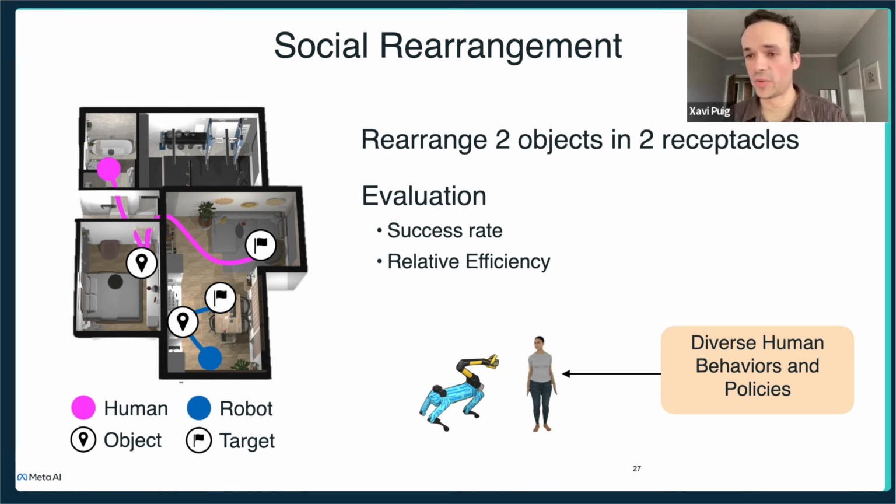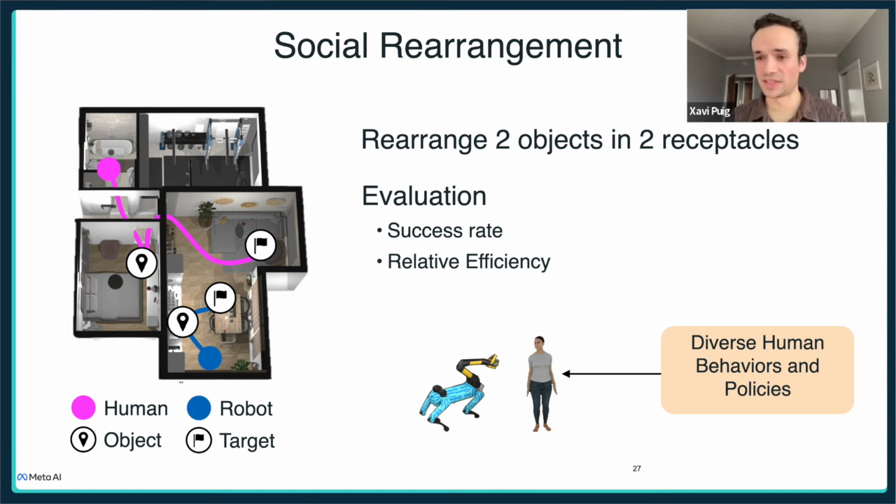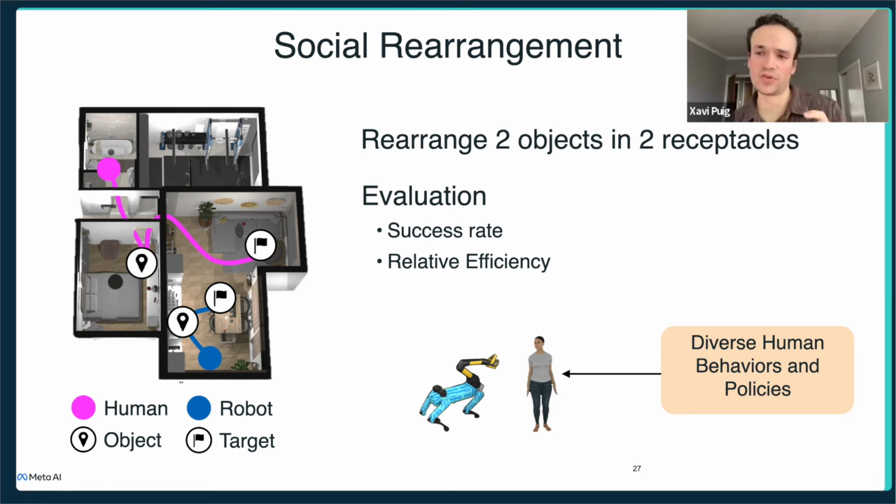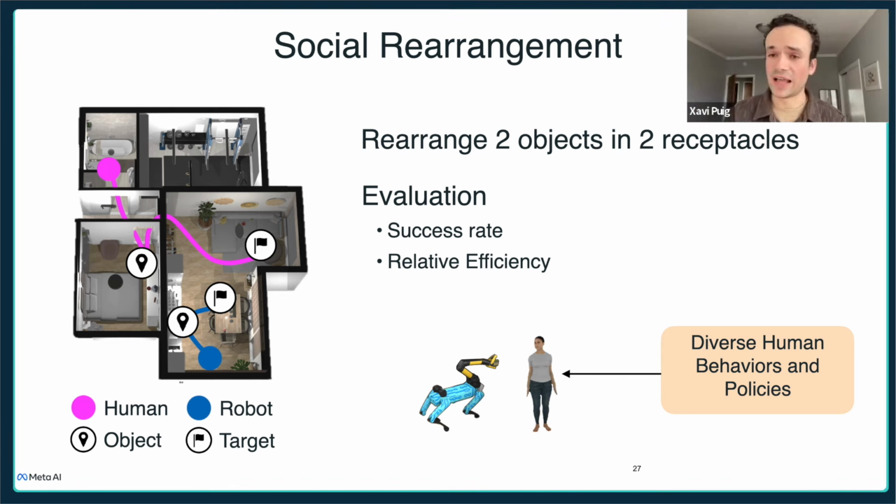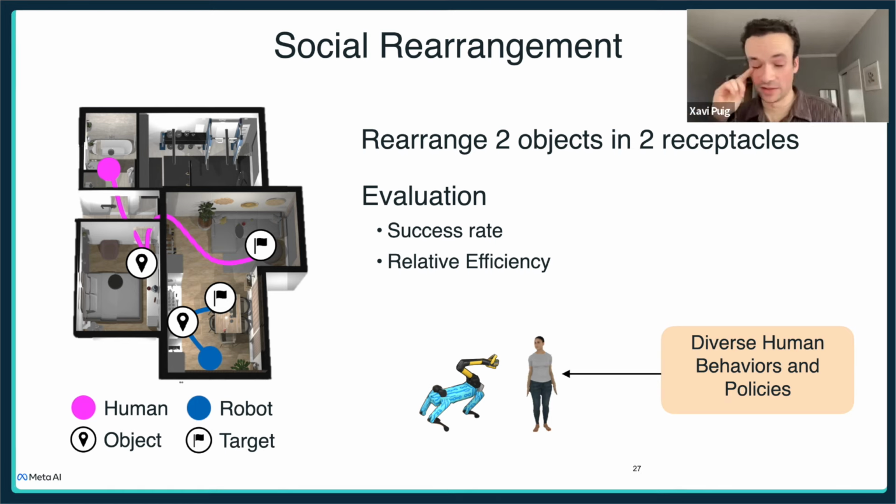So whether the robot and the human can pick and place these two objects effectively in the scene. And second, we'll measure how efficient they are at doing that. And so for that, we will basically measure what is the time that it takes for the human alone to do the task versus for the robot to do the task in the environment.